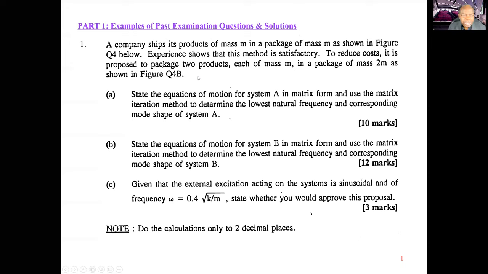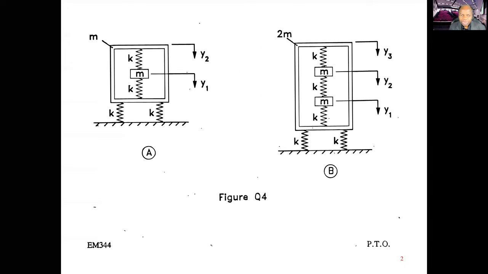So the question says a company ships its products of mass M in a package of mass M as shown in figure Q4 below. Experience shows that this method is satisfactory. To reduce costs, it is proposed to package two products, each of mass M, in a package of mass 2M, as shown in figure Q4B. So let's see the two diagrams before we continue.